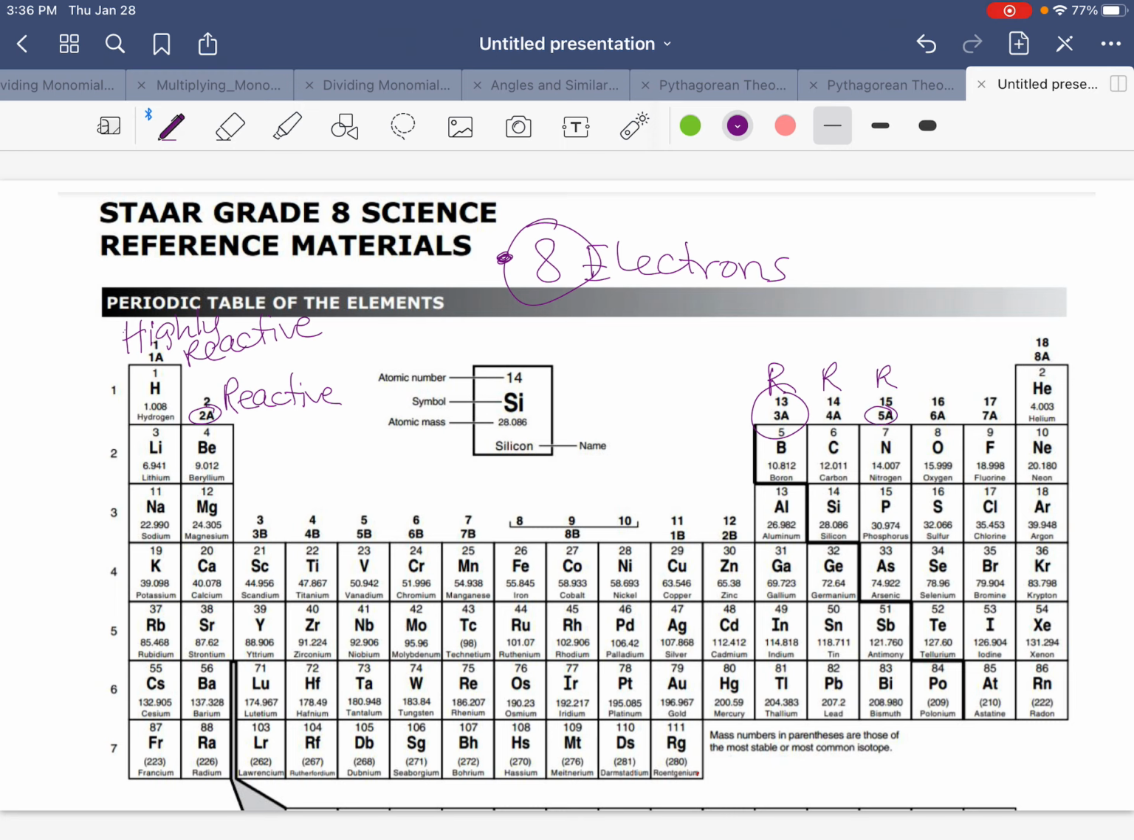Group 15, they've got 5 valence electrons. They only need 3 more to make a full shell. And then group 16 has 6 valence electrons. They need 2 more to make a full shell.